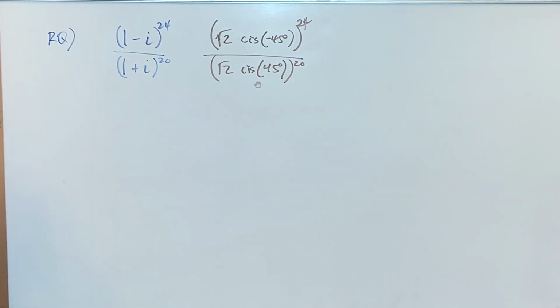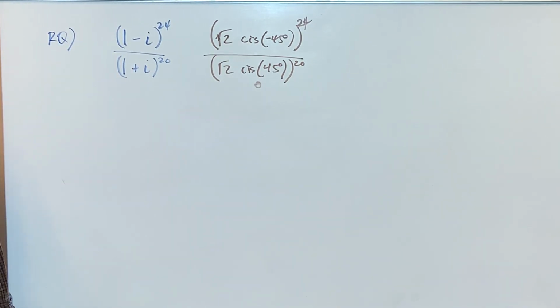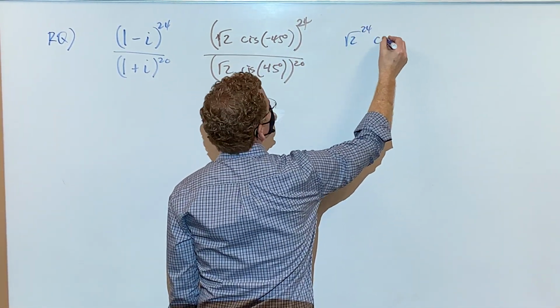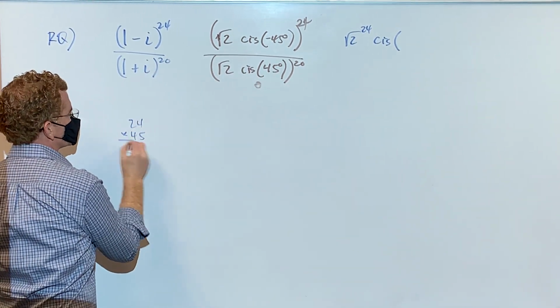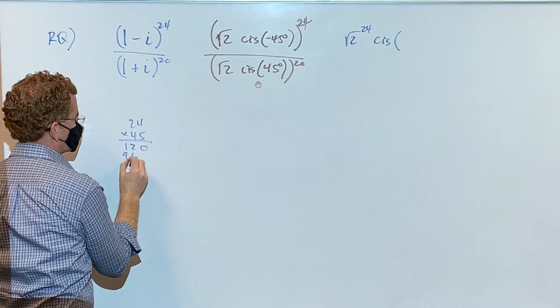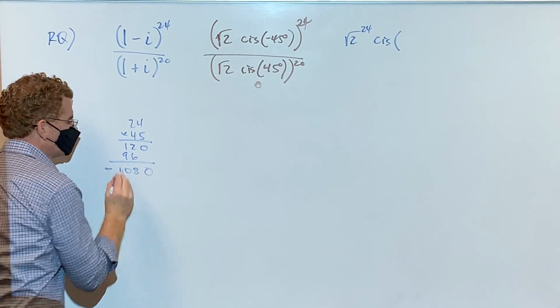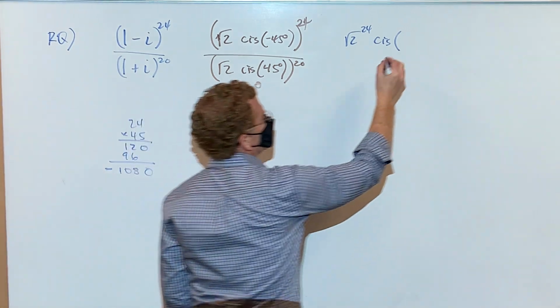So how do I apply De Moivre's theorem now? By the way, this is not the easiest way to do this, if you happen to see this or this, but it's fine to use De Moivre's. What would you do here? So raise the root 2 to that. And then what? And then the angle negative 45 times this gives me 1080. Think 120, 96. Yes. So negative 1080.